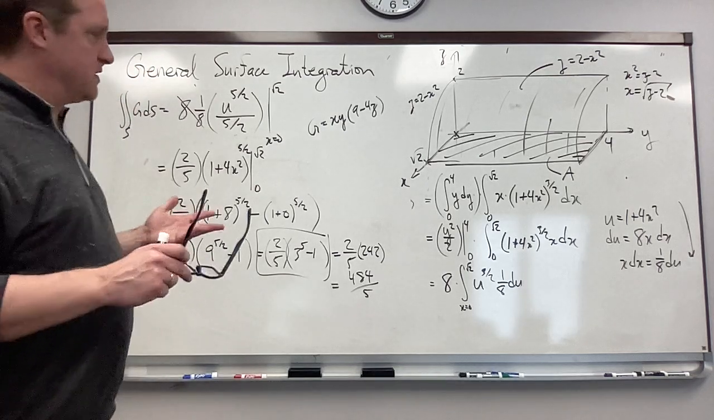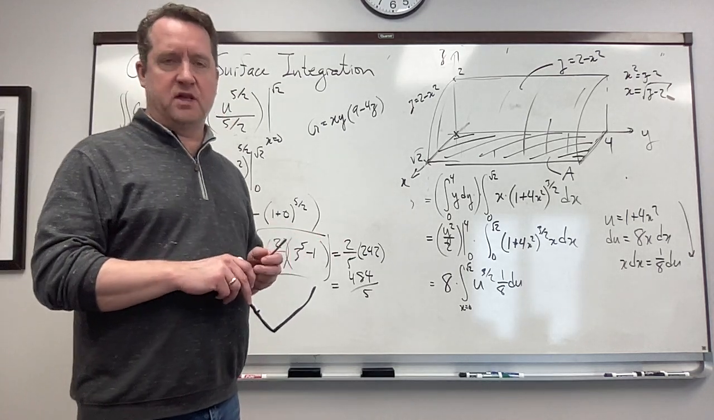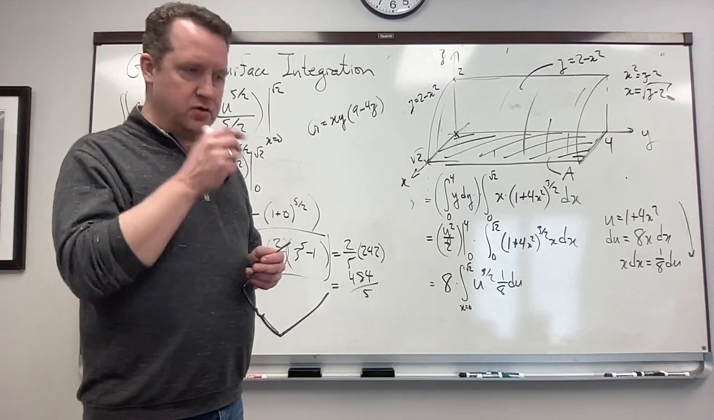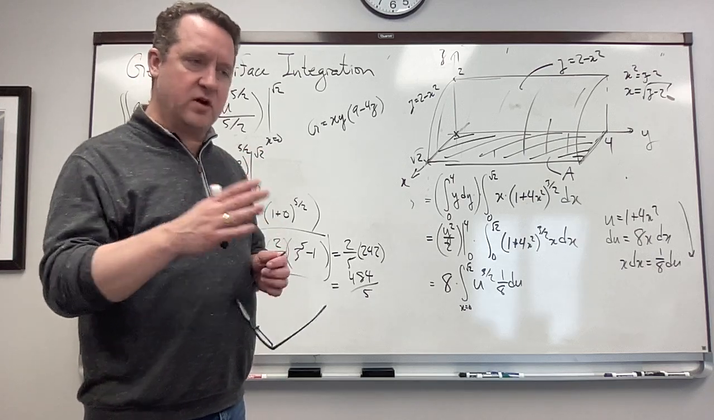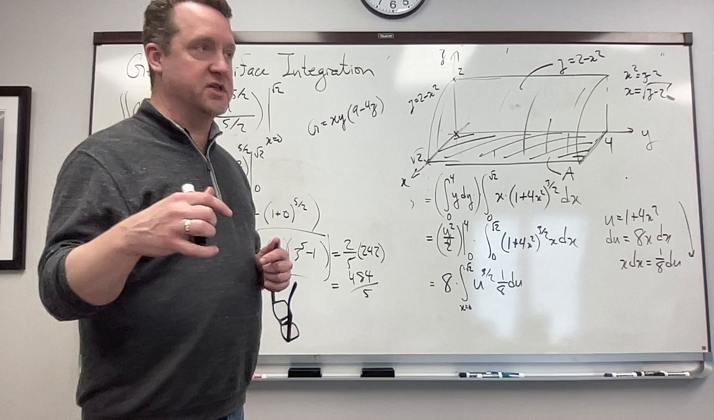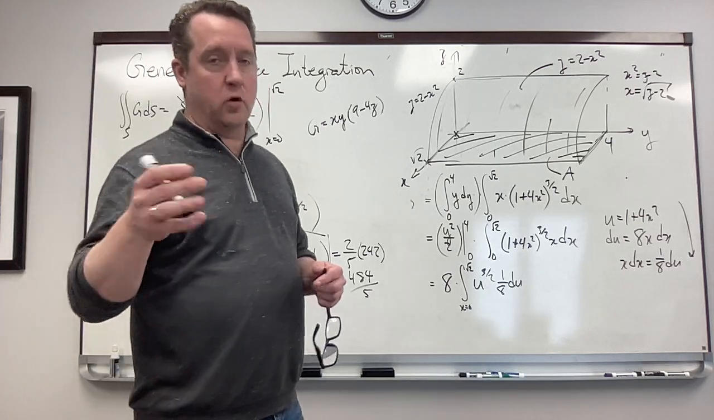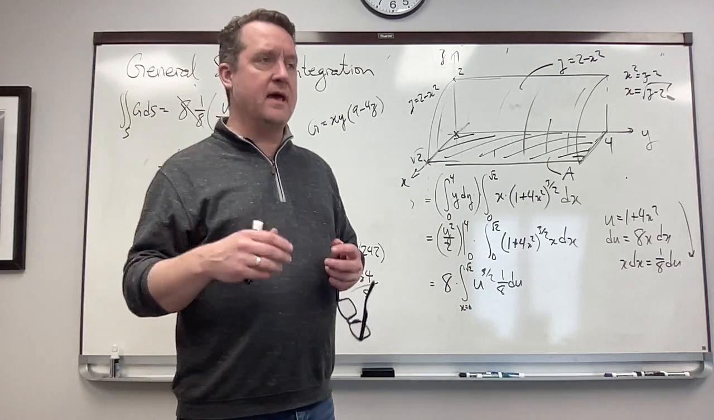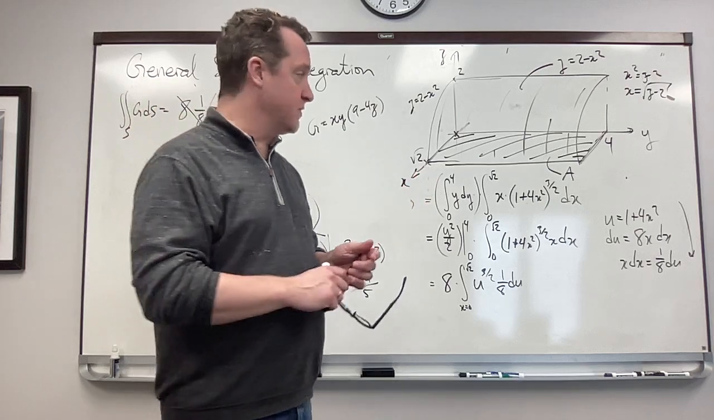Okay, so that's a relatively straightforward first example of a general surface integration. We'll probably do one more of these, but very quickly now we're going to move on to the next thing, which is, what if we're integrating a vector field over a surface? That's interesting, and we have to think about flux. Okay, so that's going to come up next.